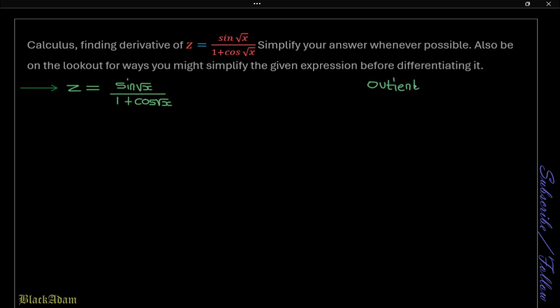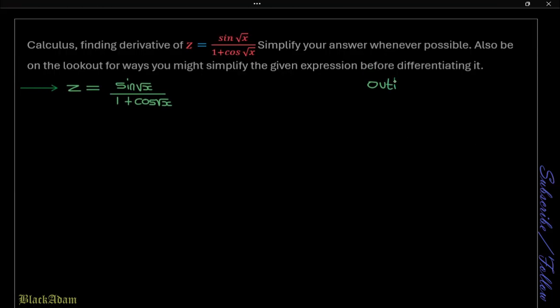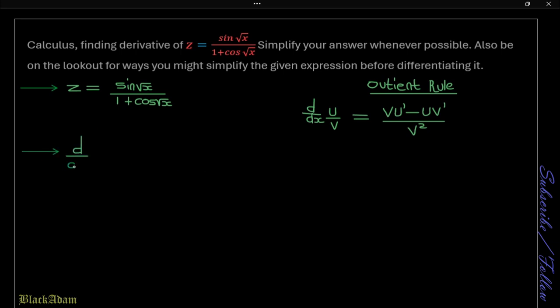The quotient rule states that if you have a function u over v, then d/dx of u over v is v times the derivative of u minus u multiplied by the derivative of v, all over v squared.